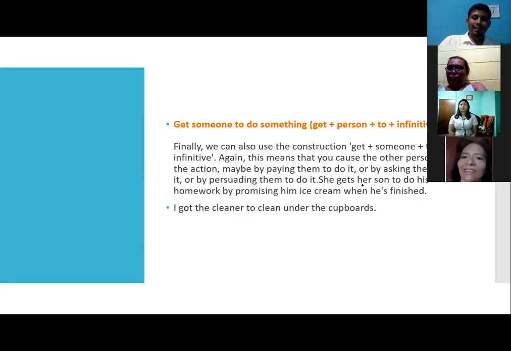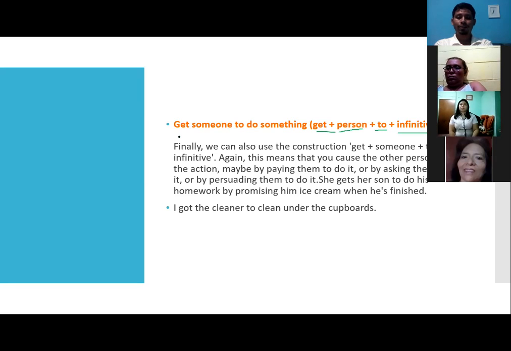Let's see. Get someone to do something. And here we have the structure, get plus a person plus to, and also using the infinitive. And it says that we can also use the construction get plus someone plus to plus infinitive. And this means that you cause the other person to do the action, okay? Maybe by paying them to do it, or by asking them to do it, or by persuading them to do it. For instance, here we have this sentence as an example, and it says, she gets her son to do his homework by promising him ice cream when he finishes.